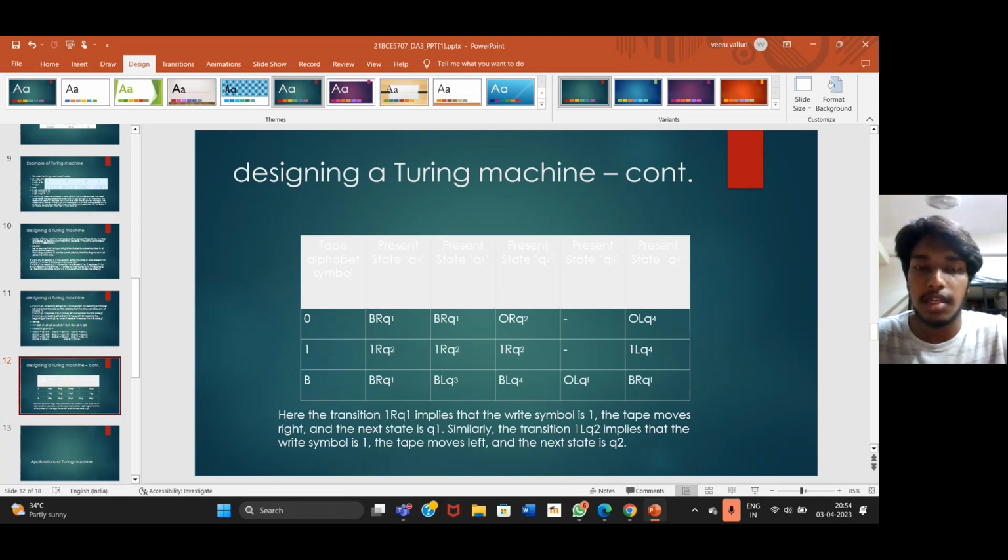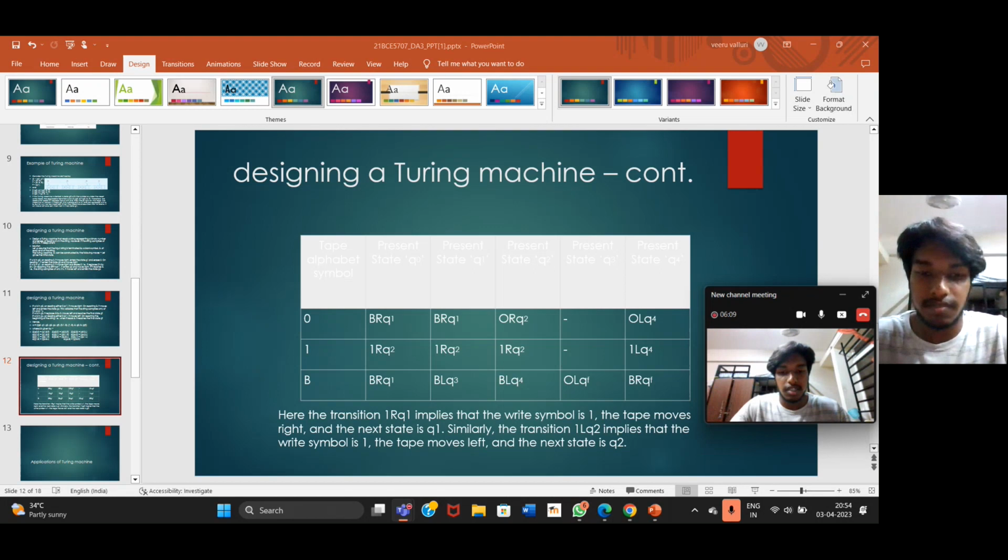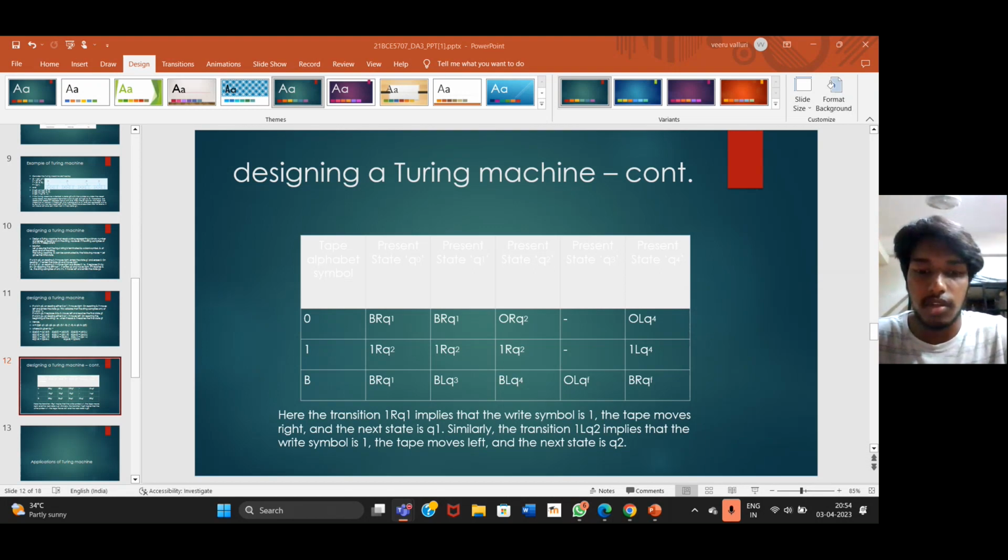Designing a Turing machine in the table format will be easy to understand. Here the transition 1 R Q1 implies that the read symbol is 1, the tape moves right and the next state is Q1. Similarly, the transition 1 L Q2 implies that the read symbol is 1, the tape moves left and the next state is Q2. Here we can understand that we can easily understand a Turing machine by representing it in a table format.